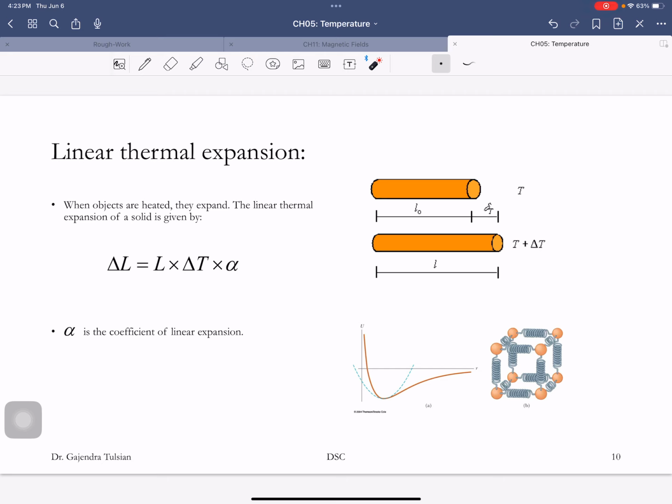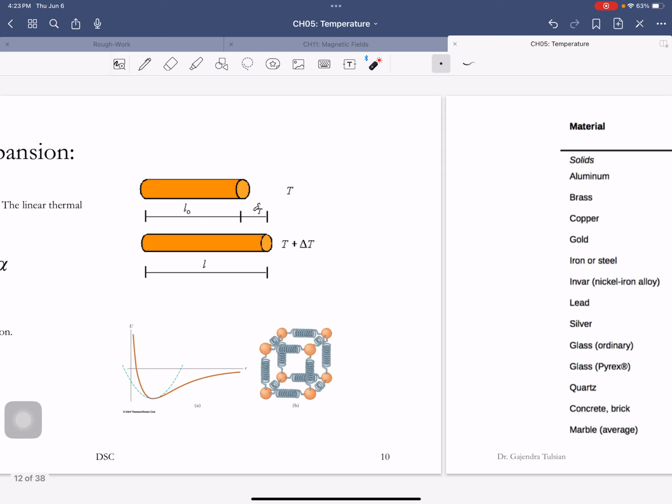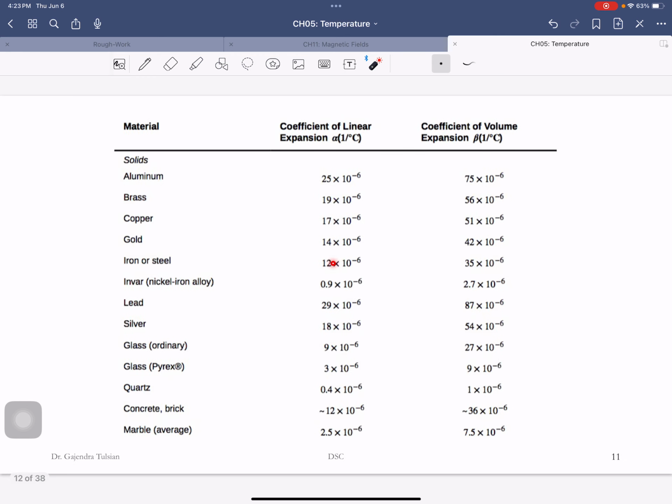This formula gives you the increase in length. The increase in length is proportional to the original length times the increase in temperature times a number that's dependent on the material. Alpha is the coefficient of linear expansion. Okay, and here are the coefficients of linear expansion for various materials. So for iron, steel, this is 12 times 10 to the minus 6.